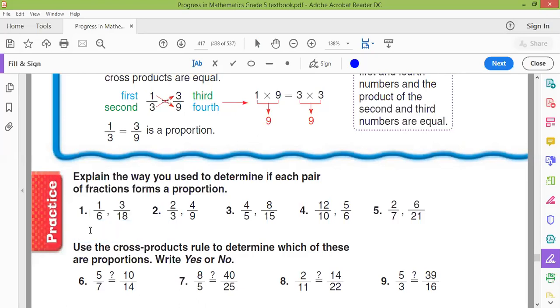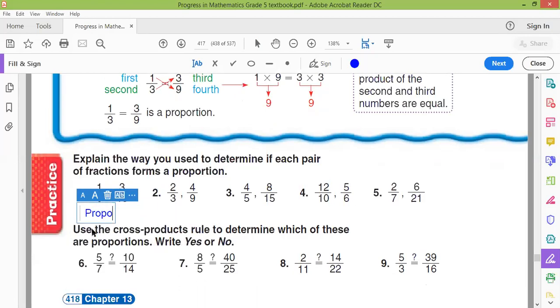I cannot write only equal. No, right here, proportion. Question number 2, Abdul Mohsen. Next one, question number 2. Tell me, is it a proportion or not a proportion?